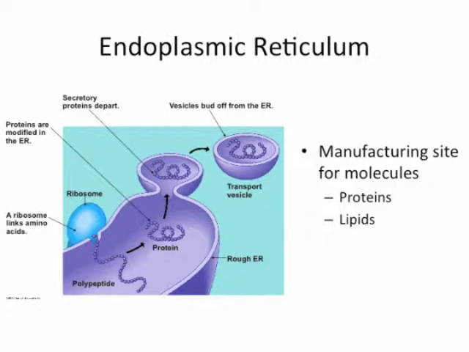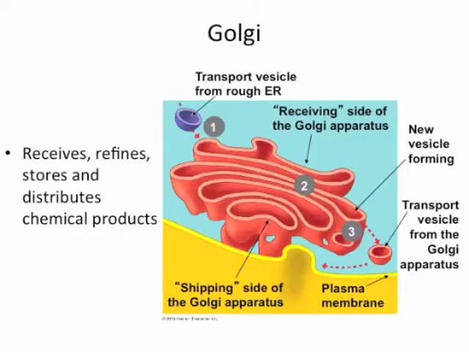One of the locations that the ER sends its material to is the Golgi apparatus. The Golgi apparatus is another membrane-bound structure on the inside of the cell. And the Golgi is a site for receiving, refining, storing, and distributing chemical products.